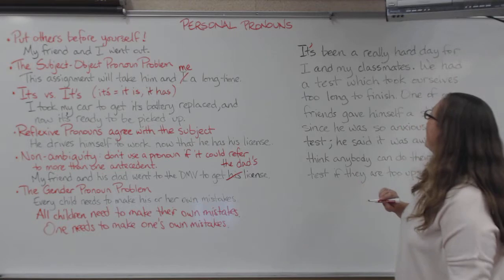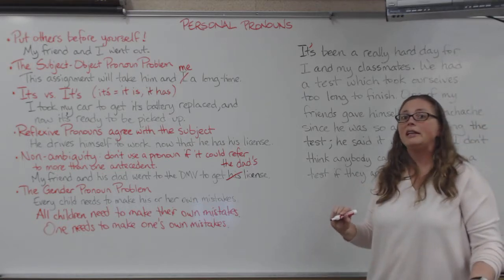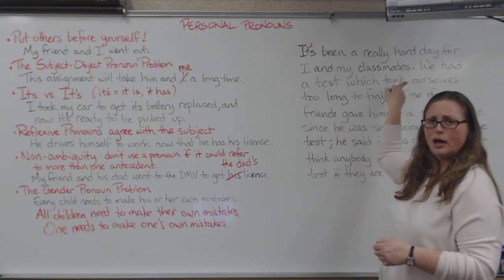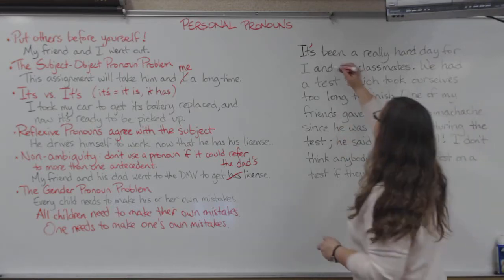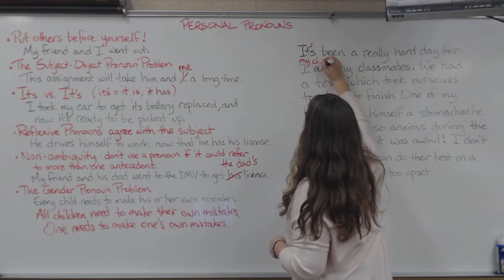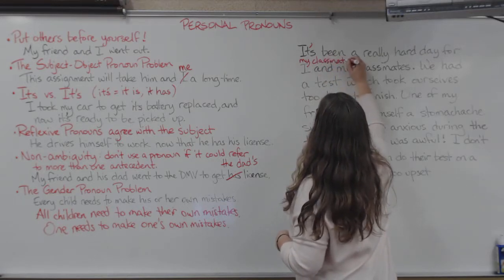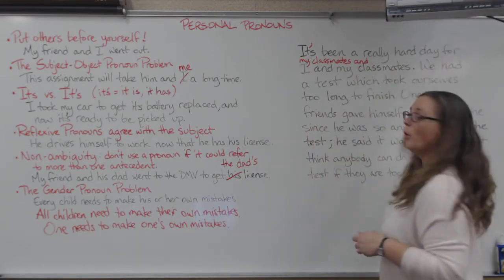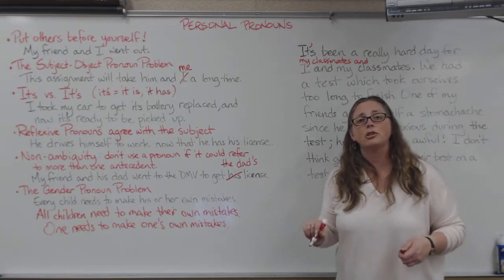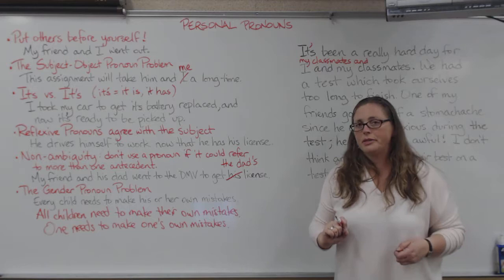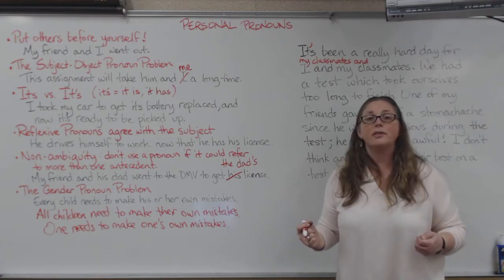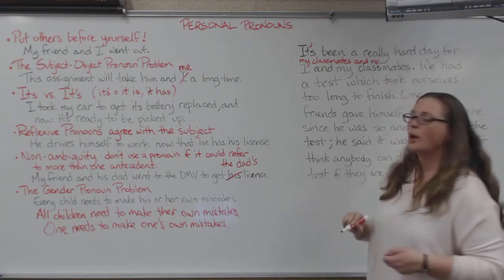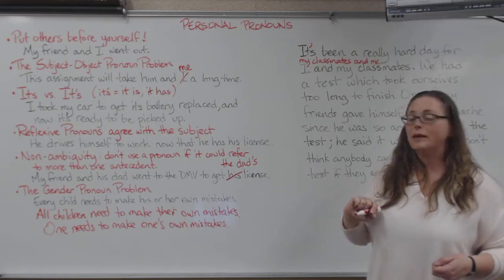It's been a really hard day for I and my classmates. Immediately, you should think, oh, no. The first person pronoun needs to come at the end. That's true. So let's put my classmates first. My classmates and I. Well, for is a preposition. After a preposition will be the object position. I is not object position, it is subject position. We need the object pronoun, me, for my classmates and me.